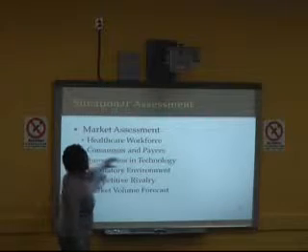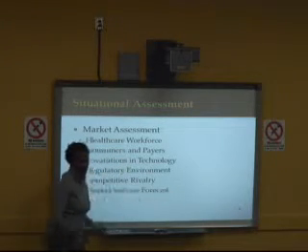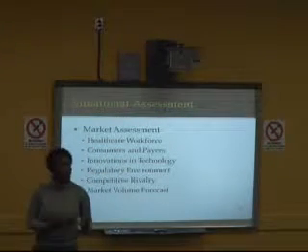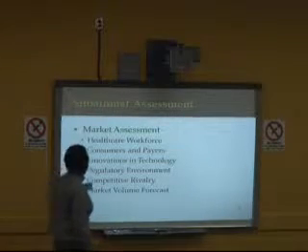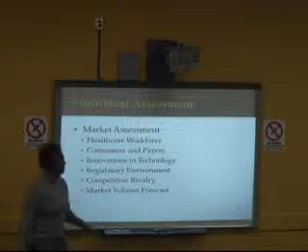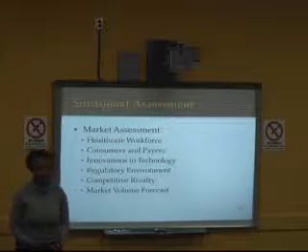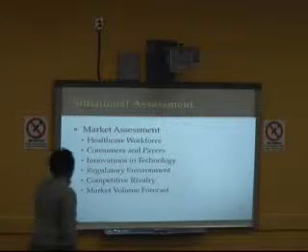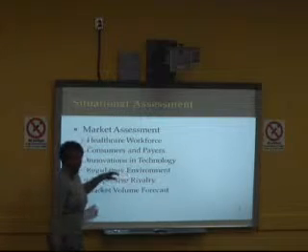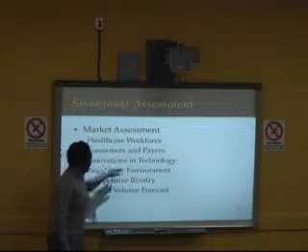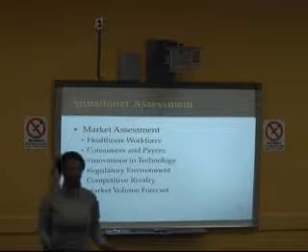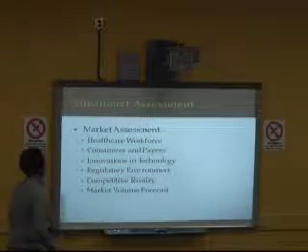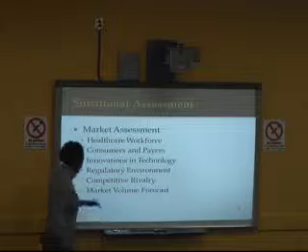We have to also assess consumers and payers. That means looking into reimbursements and how that may be changing. We have to assess any innovations in technology that may affect us. So that may mean, what are the trends in electronic medical records? What are the new pieces of equipment that we need to purchase in our imaging department to make sure that we stay up to date in technology?